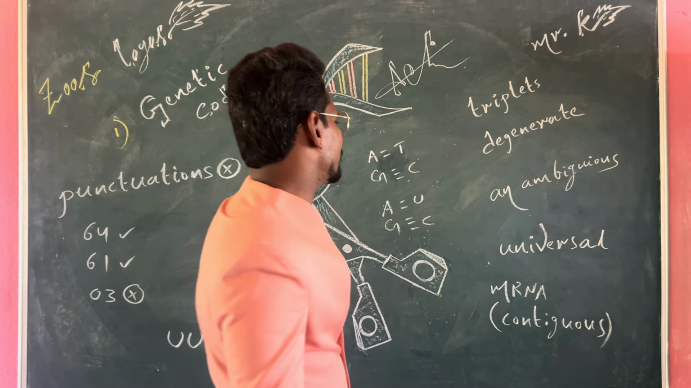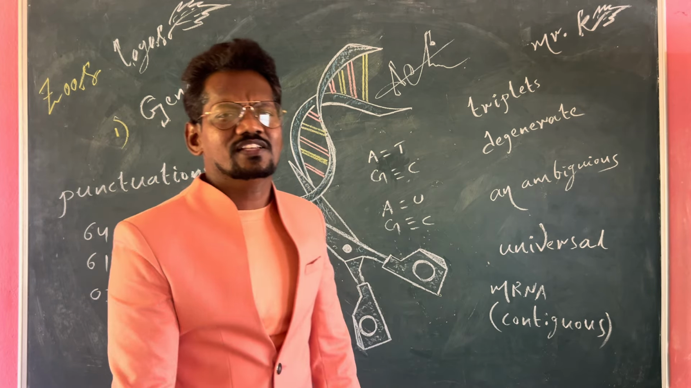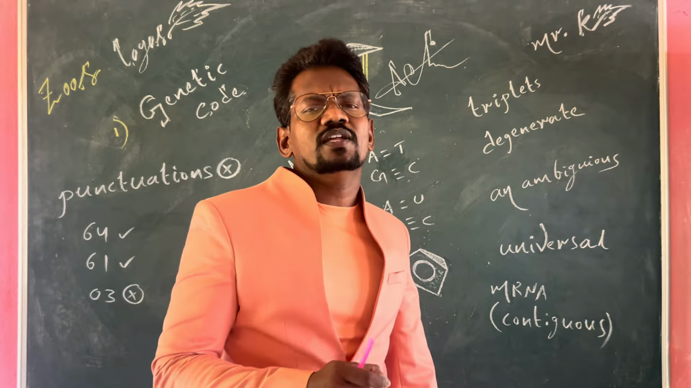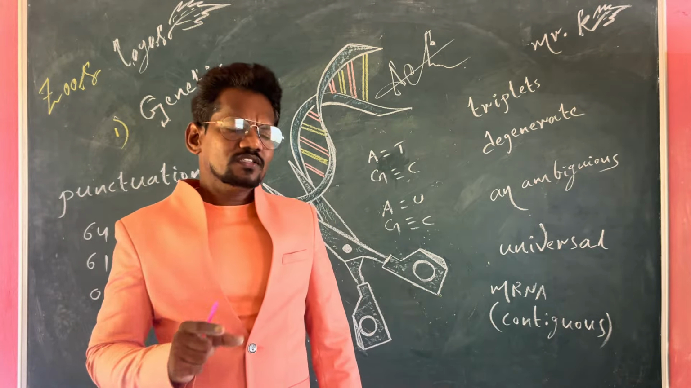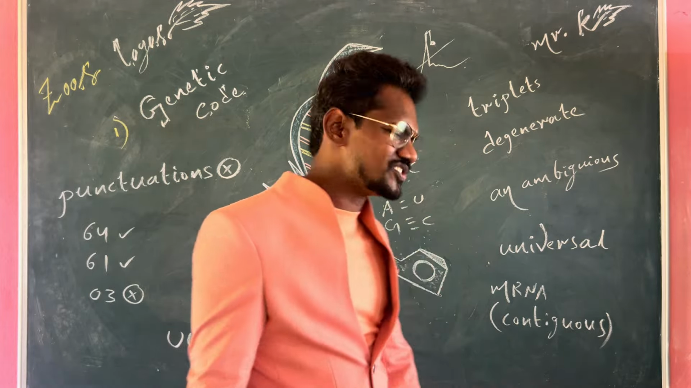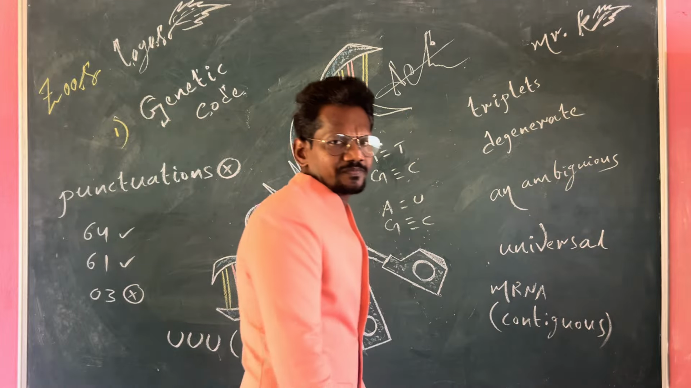So the second one is unambiguous. What is meant by unambiguous? In the sense, each and every codon or triplet codes only a particular amino acid in the universe. That is considered as the genetic code being unambiguous.